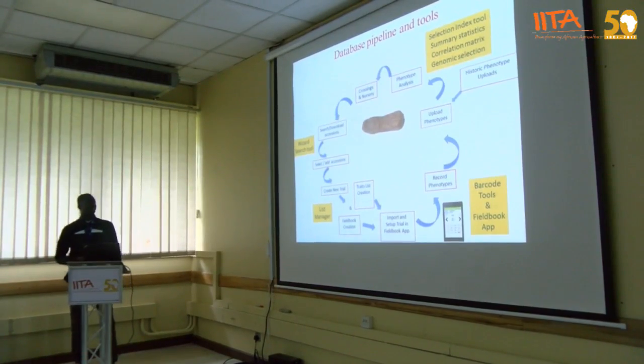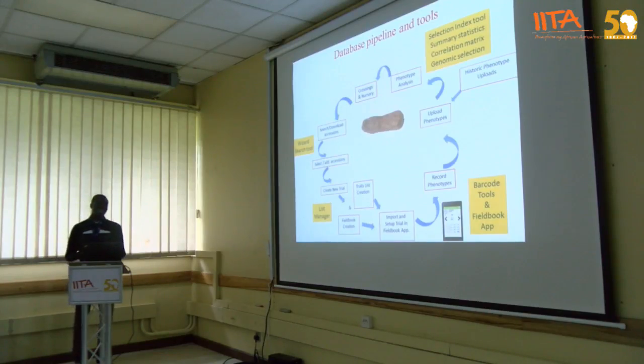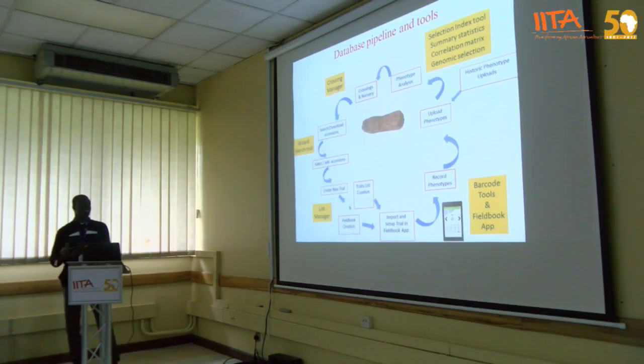So as I was saying before, the YAMBASE can assist you with basic analysis, and we have the selection index tool. We have summary data analysis. We have correlation matrix, which is really working now. The genomic selection is not yet fully developed, but very soon I think we will get there. We have also the crossing manager, which can assist you during your selection of the parents and then the crossing also.